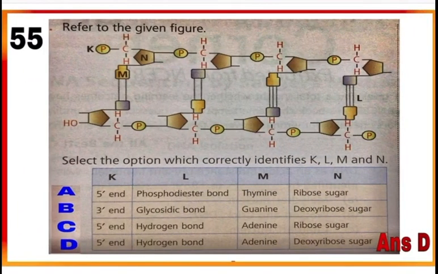Question 55. Refer to the given figure. Select the option which correctly identifies K, L, M and N. Option D is correct. K is 5' end, L are hydrogen bonds, M is adenine and N deoxyribose sugar.